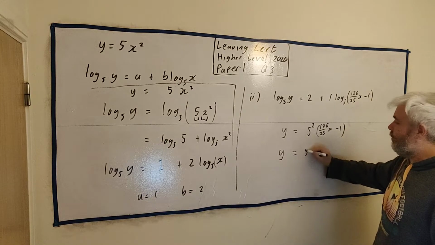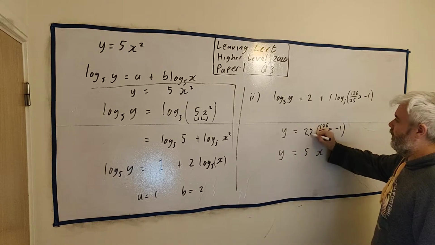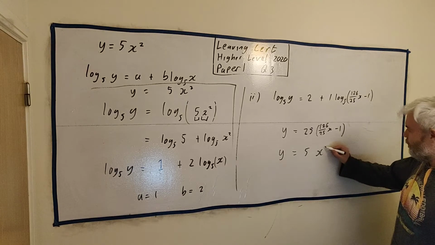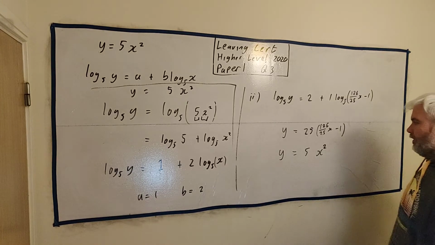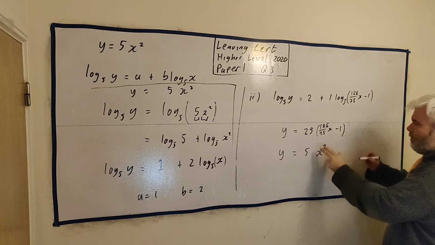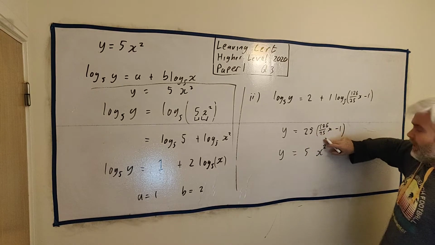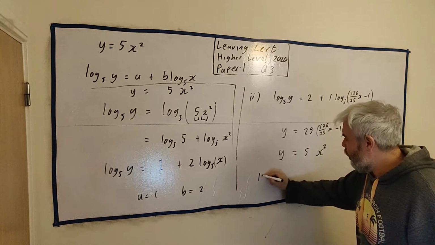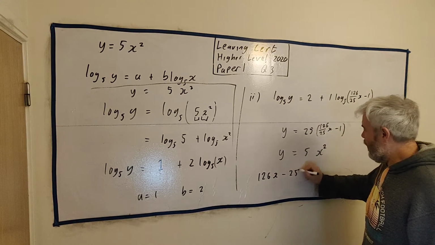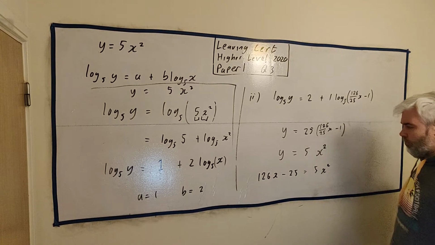Y is equal to 5x squared. Y is also equal to 25 multiplied by this. Oh, I'm sorry, I'm missing a squared there. Y is equal to this. So these are equal to each other. So the top row, 25 times, let me write this one out again. 25 multiplied by this, the 25s cancel, and 25 times this. So I get 126x, that's here, minus 25, that's 25 times that, is equal to 5x squared.